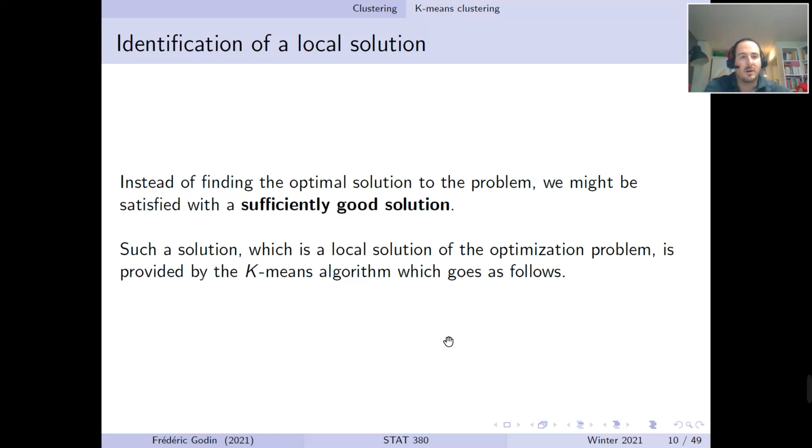So the approach we're going to take is the following. Instead of finding the perfect solution, we will be happy with a sufficiently good one. We won't try to solve exactly that problem, but we'll try instead to get what we call a local solution. We'll make that more precise in a few slides. We will propose what we call the K-means algorithm, and we will show that the K-means algorithm converges to a solution which is not the optimal solution, but rather a local solution, which hopefully is good enough.